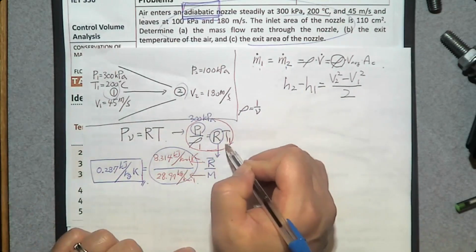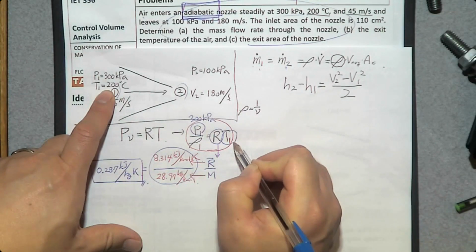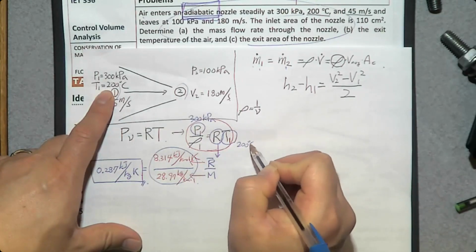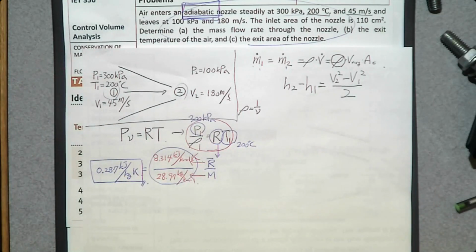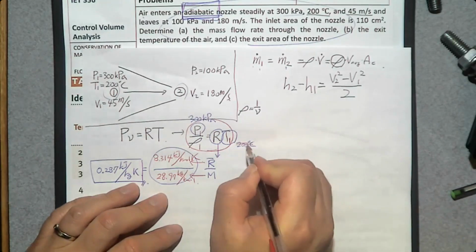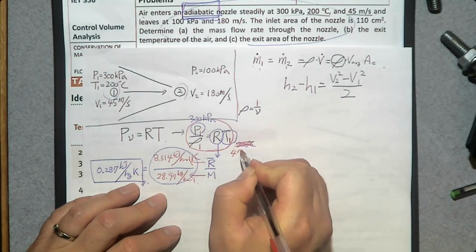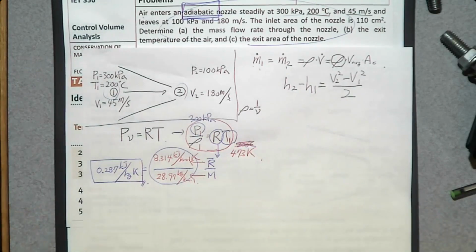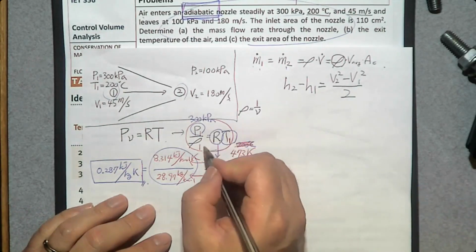And what is this T? Initial temperature, 200. So I'm going to write 200 degrees Celsius. Is that right? No. Kelvin. We all know that, right? 473 Kelvin. So from this, can you determine the density? Now, yes. Now we can determine the density.